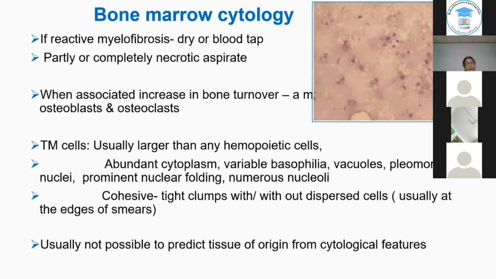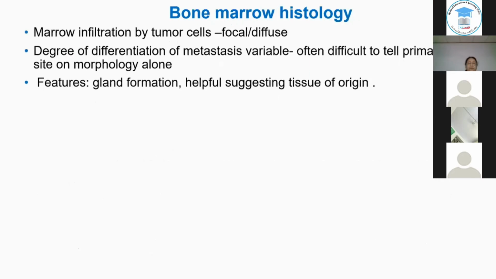The tumor cells, when they are present in the bone marrow, are usually larger than any of the hematopoietic cells. They have abundant cytoplasm, variable basophilia. They may have vacuoles, pleomorphic nuclei, prominent nuclear folding, and numerous nuclei. They may be present as cohesive, tight clumps with or without dispersed cells, and these are generally seen at the edges of the smears. Usually it is not possible to predict tissue of origin from cytological features.